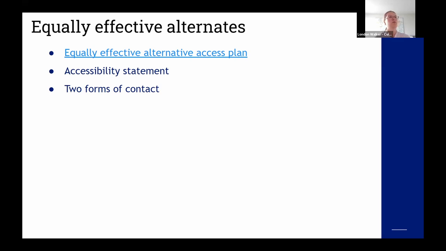In order for people to request these alternates, you should also include your organization's accessibility statement and/or two forms of contact. And one of the forms of contact should be not web related, like a phone number or a physical address.